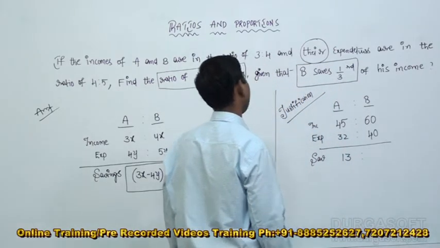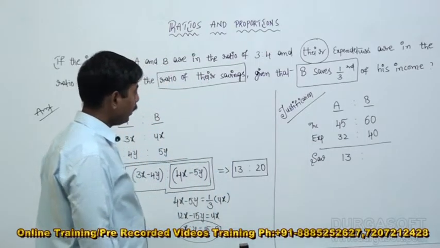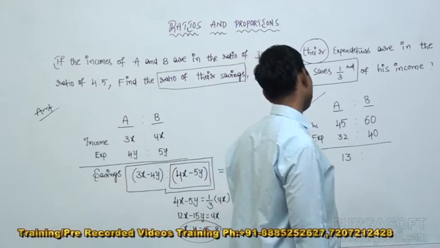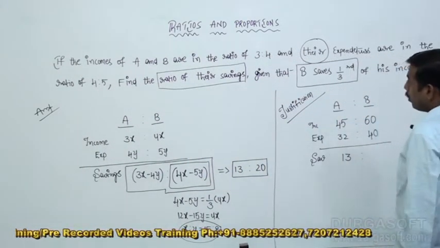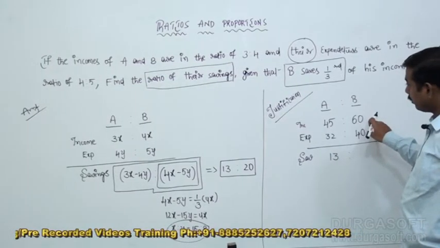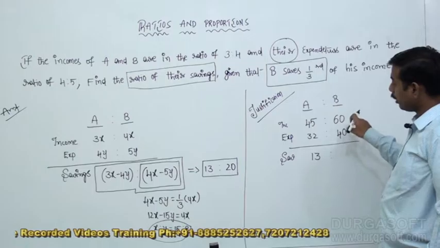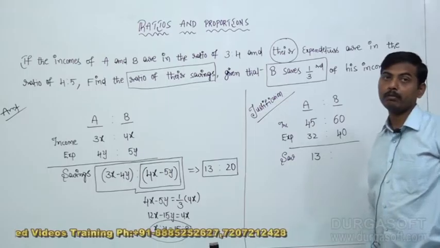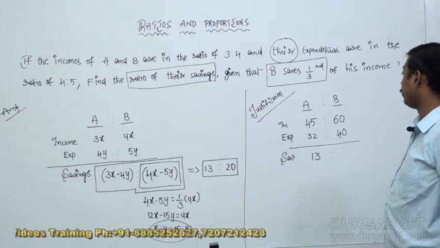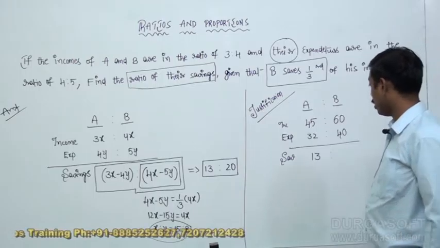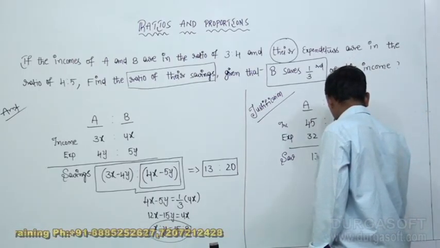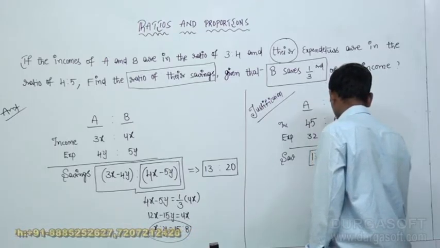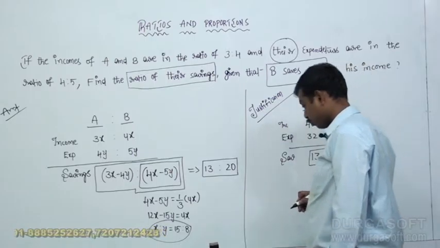Next one, what about the income of B here? Income of B, we came to know that is 60 parts. Out of 60 parts, how many parts only Mr. B saves? Already we know, out of 60 parts of income, Mr. B spends 40 parts of income on expenditure. 40 parts of income on expenditure means the remaining 20 parts of income should be the savings of Mr. B. Now we have done savings ratio of A to B, that is 13 is to 20.